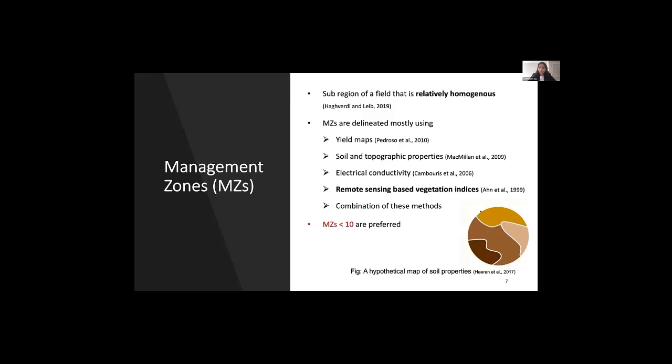Here, if we see this figure again, the field is divided into four areas or subregions based on soil properties. So these areas are called management zones. The field can be divided or delineated into management zones, mostly using various parameters like yield maps, soil and topographic properties, electrical conductivity, remote sensing based vegetation indices, and a combination of these properties, which could be related to the soil or crop parameters. Basically, we are looking for variability in the soil within the field. So generally, fewer than 10 management zones are preferred because we want to keep the system as simple as possible while optimizing the water use.